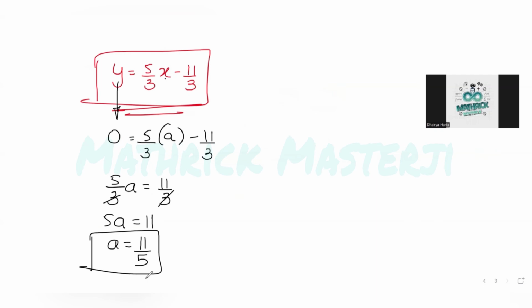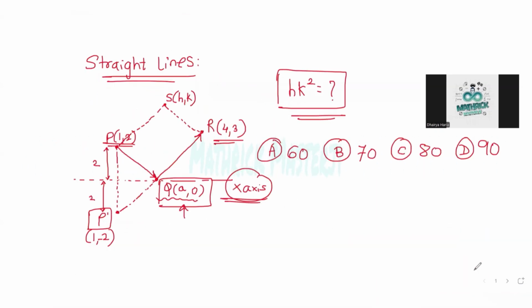That gives me a is 11 over 5. So I get from this question that a is 11 over 5, and that gives me the coordinate of Q as 11 over 5. So my coordinates of Q become (11/5, 0).